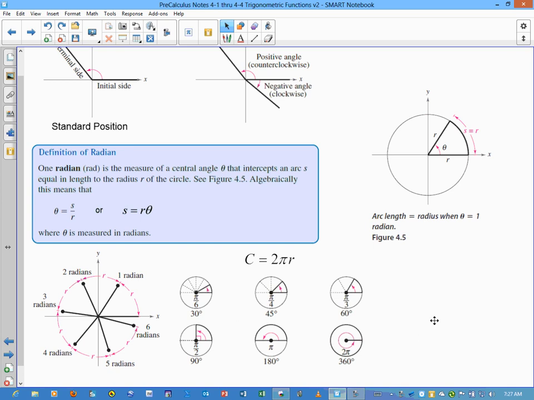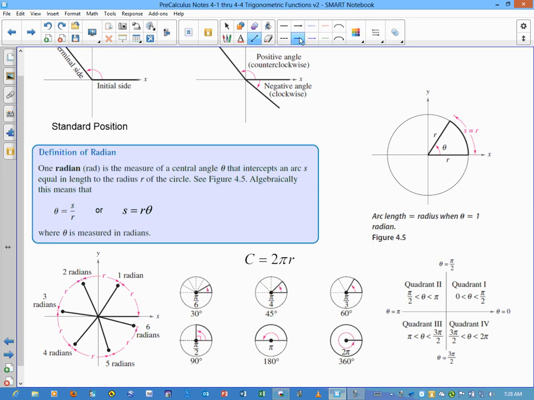And as far as the quadrants are concerned, if we have angles that are between 0 and pi over 2, then they would be in the first quadrant. If we have angles between pi over 2 and pi, they would be in the second quadrant. If they have angles between pi and 3 pi over 2, the third quadrant, and between 3 pi over 2 and 2 pi would be the fourth quadrant.